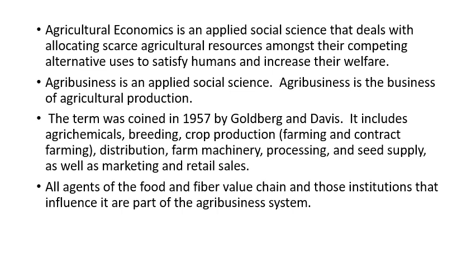As it says here, the term was coined in the year 1957 by two people, Goldberg and Davis. As I told you, it was created as a science in the early 1980s, but the term agribusiness existed in 1957. It includes agrichemicals, breeding, crop production, farming and contract farming, distribution, farm machinery, processing, and the seed supply, as well as marketing and retail sales. Too many things. Any company that deals with agricultural or food items is called agribusiness.